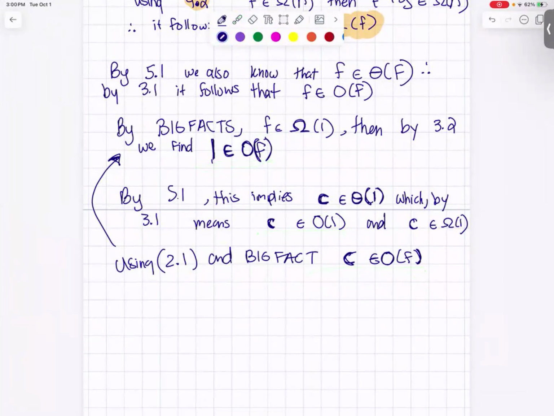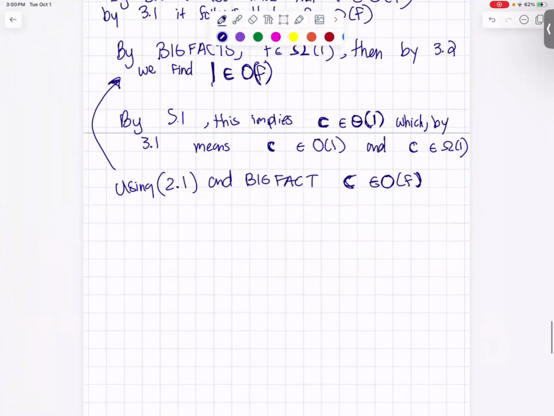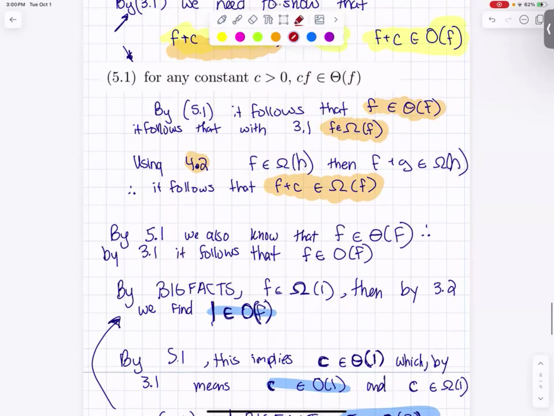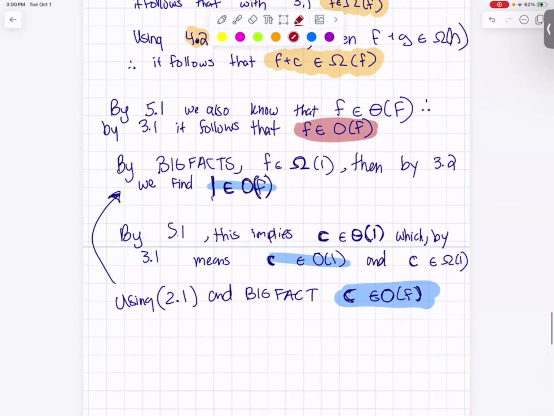So once we've managed to prove that C is in big O of F, we can then combine, let me do some highlighting here. We've now managed to show this by this step here and this step here. Now we can go back and grab the fact that we proved right here, that because F was in theta of F, F was in big O of F. And we can also take the fact that C was going to be in big O of F as well. And these are both in big O of F, as we can tell.